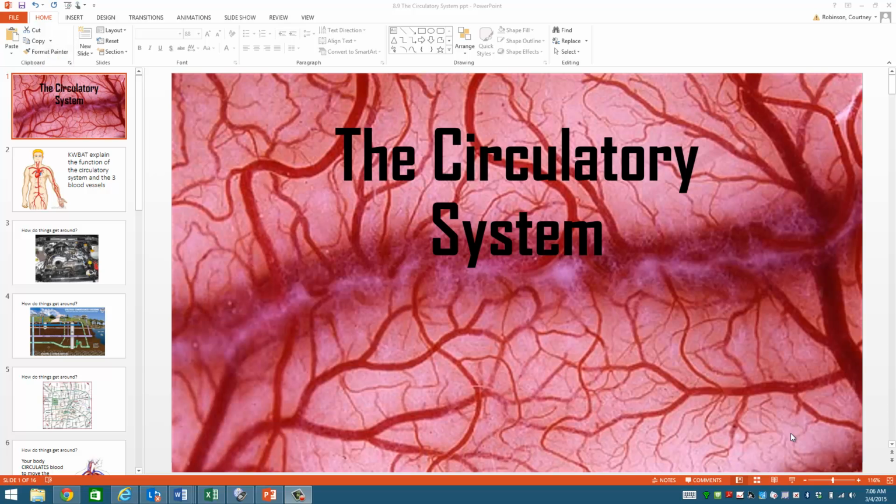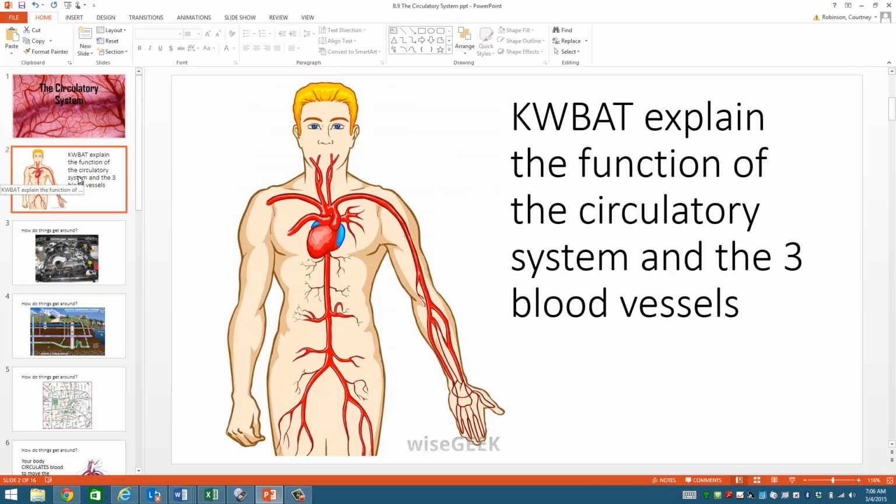Hey Kipsters, today we're going to move on to our next body system. It's called the circulatory system. As you may have guessed from the picture, the circulatory system involves the heart, the blood, the veins, and the arteries. Our objective for today is that you will be able to explain the function of the circulatory system and the 3 types of blood vessels.